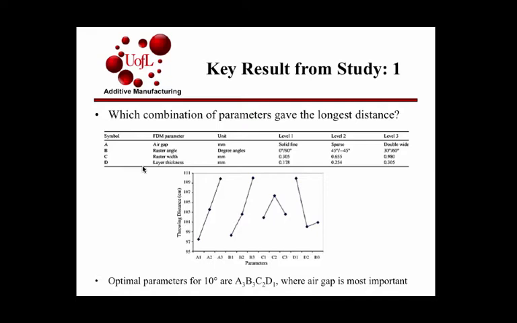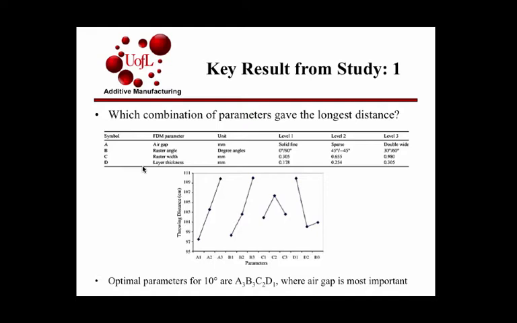So for instance, like air gap, for level 1 they used a solid fine, which was a completely solid part. For level 2, it was a very sparse part, so it was lighter, but it wasn't as durable. And then level 3 was a double wide, so it was about twice as good as the sparse part, but obviously wasn't as dense as a solid part. And they used every single level in different parts.